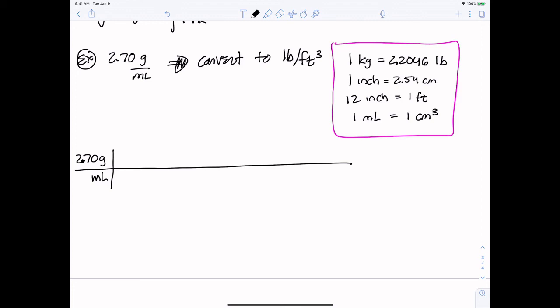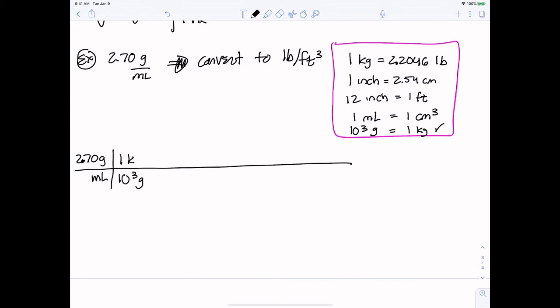Oh, we are missing one conversion. Do you guys notice? I have kilograms to pounds, but we actually need grams to kilograms also. I would not provide that one either. So we know that there are 10 to the third grams in 1 kilogram. We're missing our very first one. So that's the one we're going to use first. I have grams on top, so 10 to the third grams are going to go on the bottom.